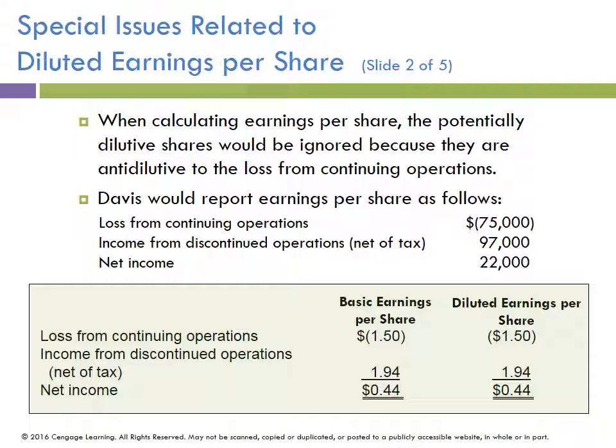Income from discontinued operations would be the 97,000 divided by the number of shares outstanding. Net income, same thing: 22,000 divided by the number of shares outstanding. Since there is a loss from continuing operations, that's also your diluted earnings per share. So that's your first special situation. If it's income from continuing operations, though, you move forward with the calculations we'll be showing you in a few seconds.